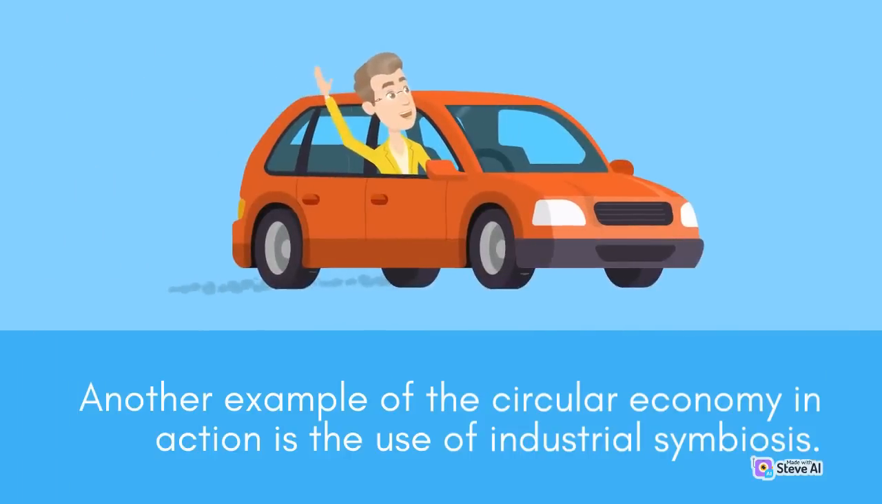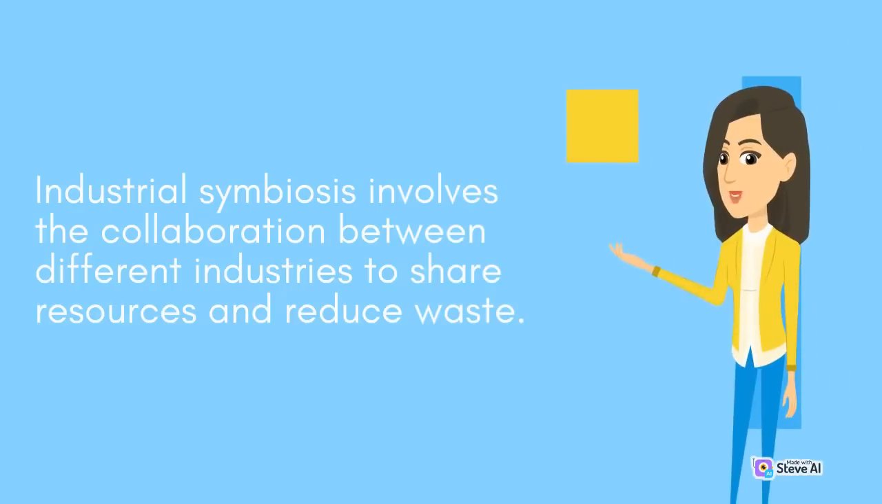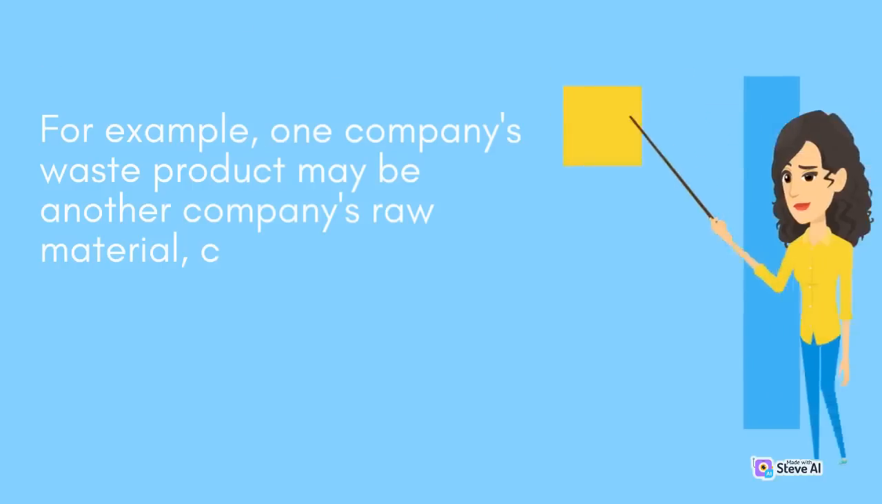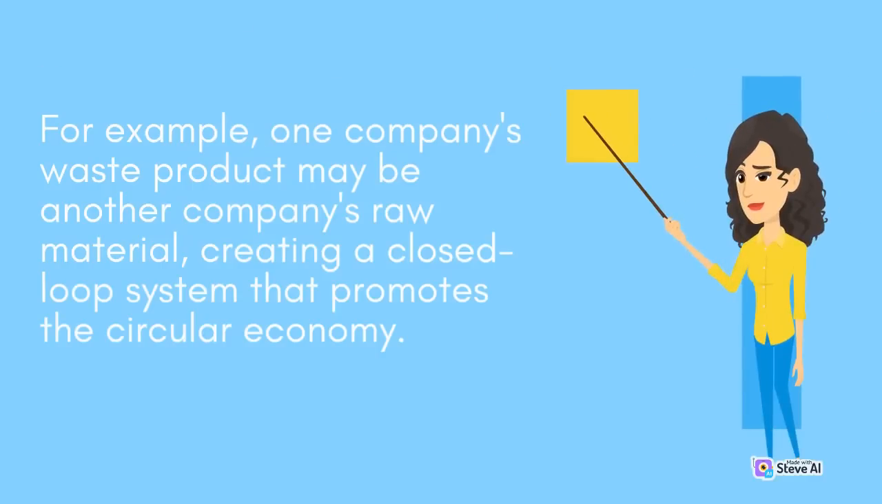Another example of the circular economy in action is the use of industrial symbiosis. Industrial symbiosis involves the collaboration between different industries to share resources and reduce waste. For example, one company's waste product may be another company's raw material, creating a closed-loop system that promotes the circular economy.